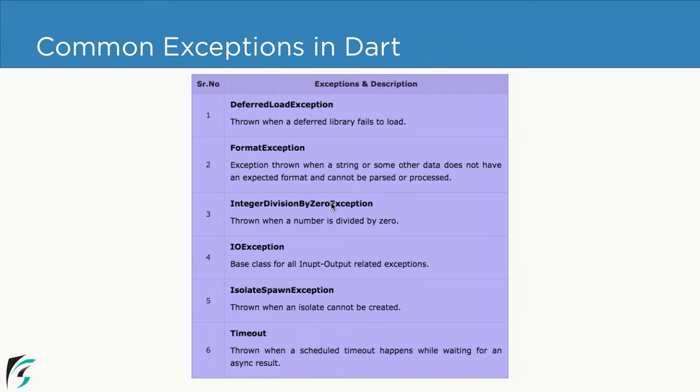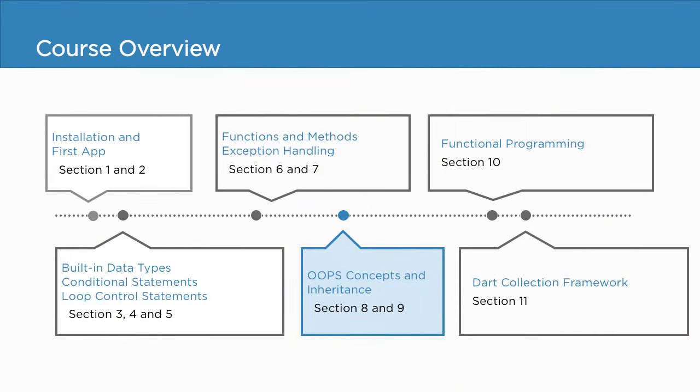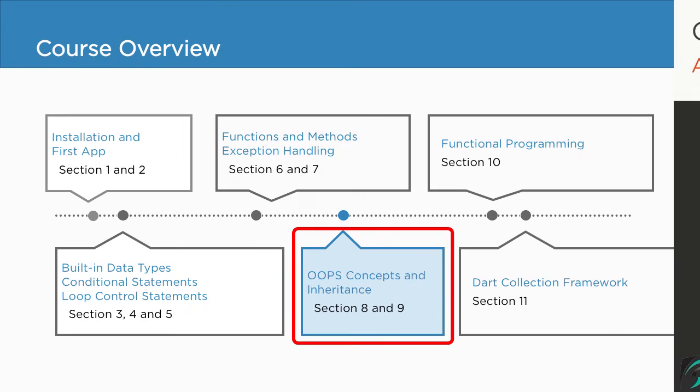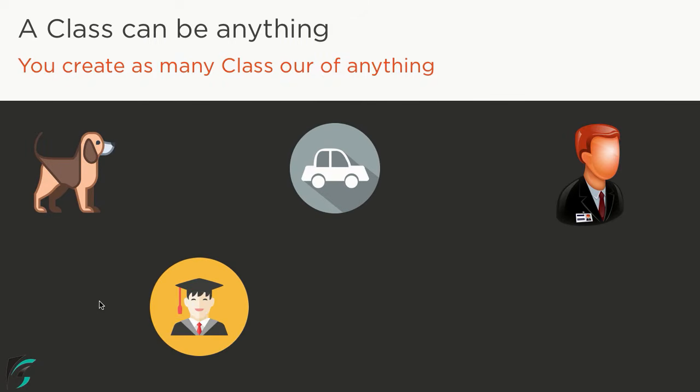Then finally, in section 7, you will explore how to handle exceptions and make your code robust in Dart. In the next sections, 8 and 9, we will dive into the core programming concepts of Dart, such as object-oriented concepts. This includes getters and setters, special types of constructors present in Dart, and also how to implement inheritance in Dart.